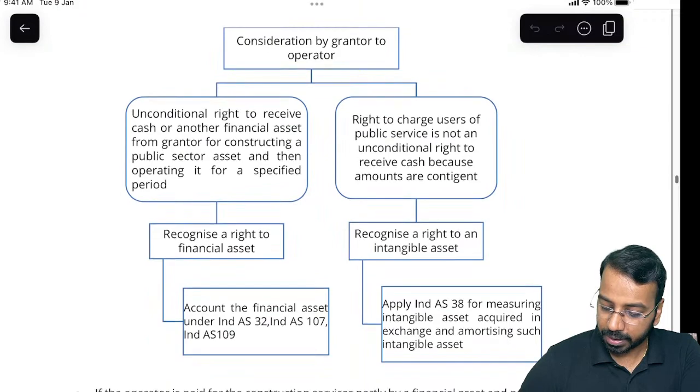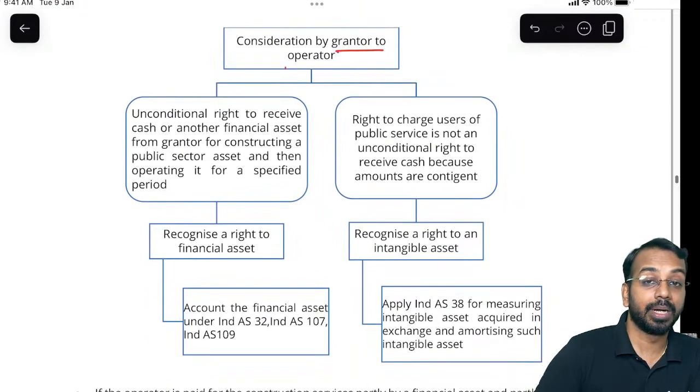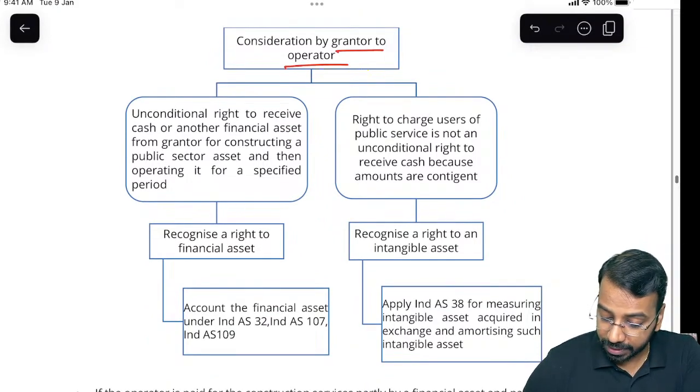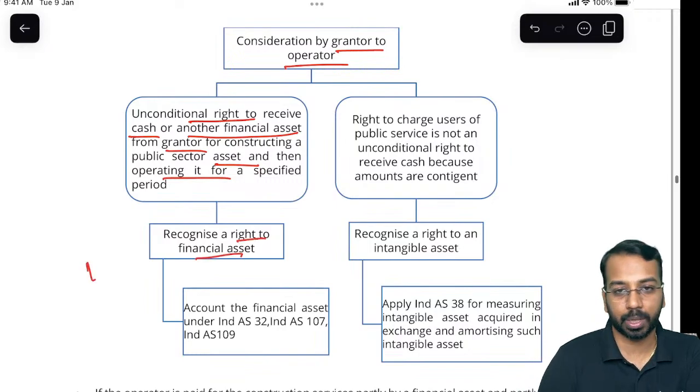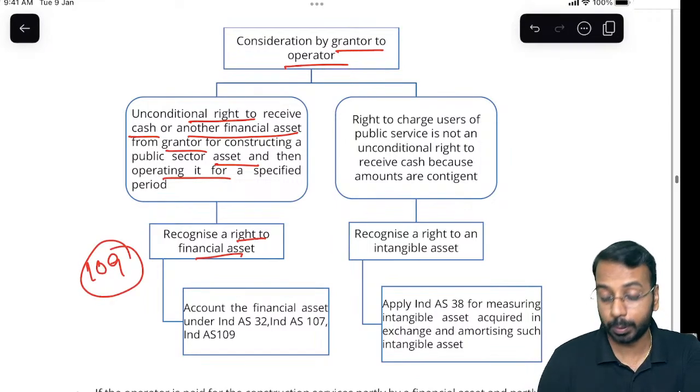If the consideration by the grantor to the operator, who is building, operating and transferring, is an unconditional right to receive cash or another financial asset from the grantor for construction of an asset and then operating it, then you will recognize a right to a financial asset. We will take help of Ind AS 109. We'll take one example and see how we do that.